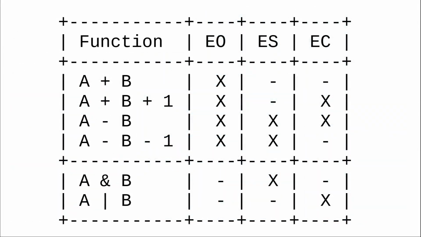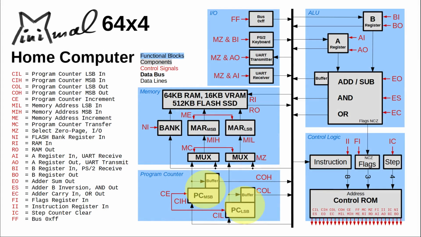This table here summarizes the ALU's functions and corresponding control signal combinations. An X denotes an active control signal and a minus sign denotes inactivity. The program counter consists of two 8-bit registers holding the most and least significant byte of a 16-bit memory address. The program counter points to the instruction in memory which is currently being processed.